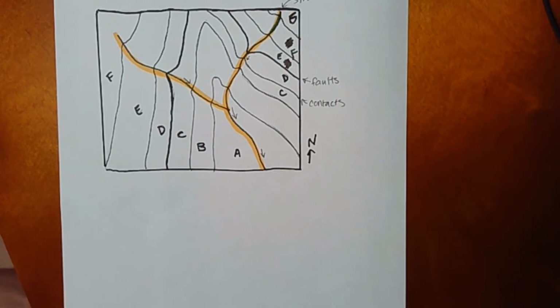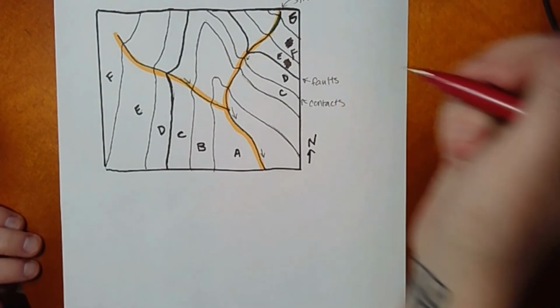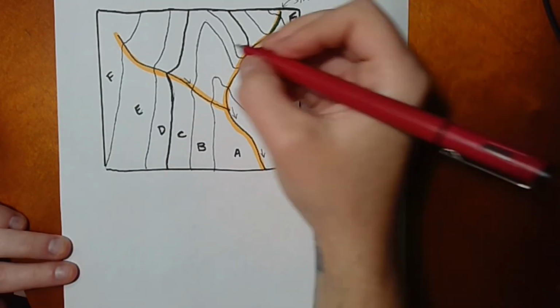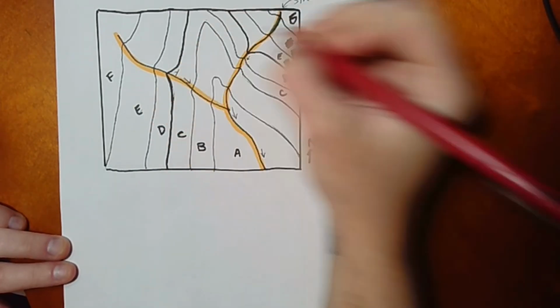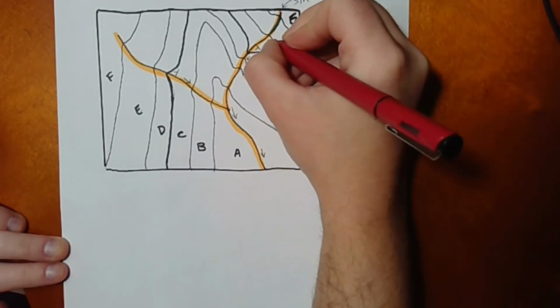And the reason why that's important is that that's going to help us understand the dip of our units based on rule of V's and the dip of our faults too. So, for example, this dark fault right here that's between units C and D, we can go ahead and label that as dipping up valley.